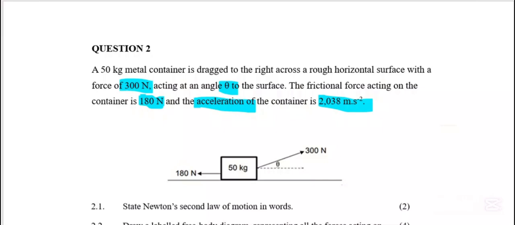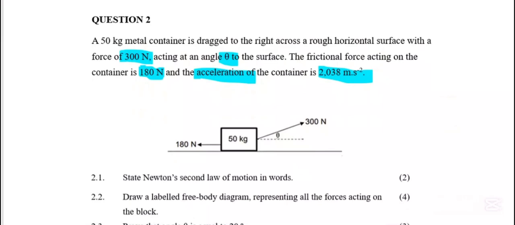Now they say state Newton's second law. When a net force acts on an object, the object will accelerate in the direction of the force with an acceleration that is directly proportional to the net force and inversely proportional to the mass of the object.